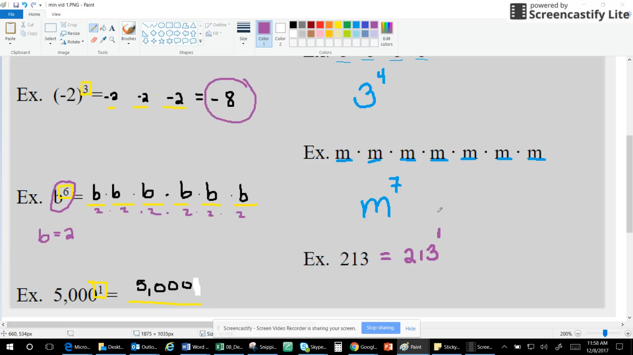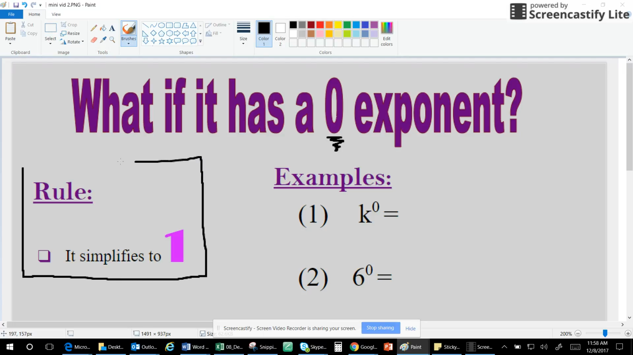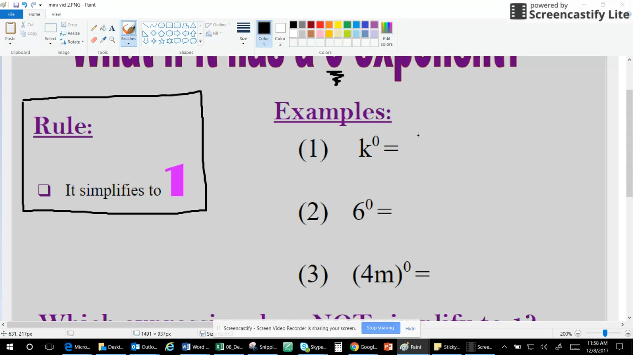Okay, so there's our quick review for exponents, and we're going to introduce something new today. That new thing we're introducing is what happens if the exponent is 0. And this is one of the most straightforward rules you're ever going to get in mathematics. If you have an exponent of 0, it simplifies to 1. What does that mean? K to the 0 power is 1. 6 to the 0 power is 1. Whatever's inside this box, when we raise it to the 0 power, 4m to the 0 power is 1. It's all 1. So anytime you see a 0 power, you should automatically be going, that's 1.